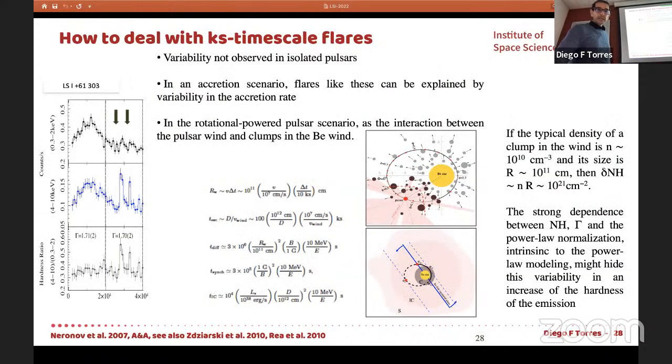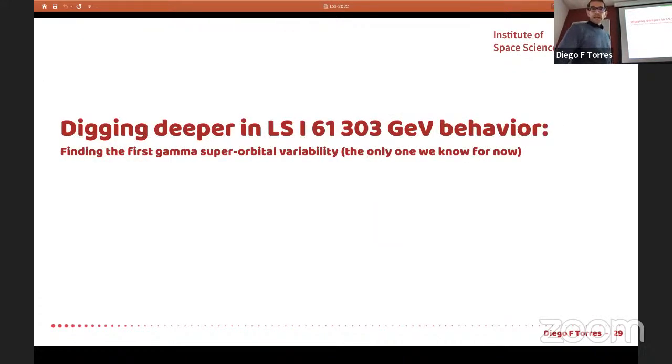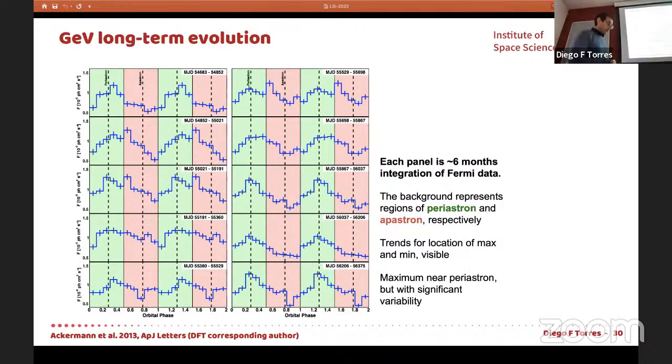Let me just skip. Regarding the longer flares, on the kilosecond time scale, both the microquasar scenario and the pulsar scenario could offer some explanation. So this was also not indicative of the true nature of the system. We did find this superorbital variability in gamma-ray emission as well. So the superorbital variability was not only found in radio, X-rays and hard X-rays, but also in gamma rays.